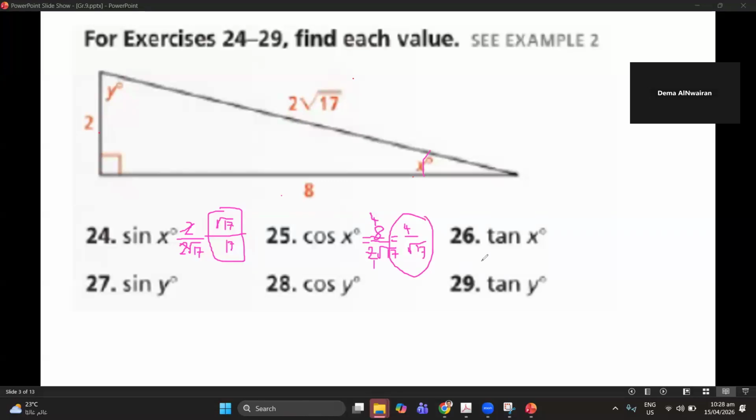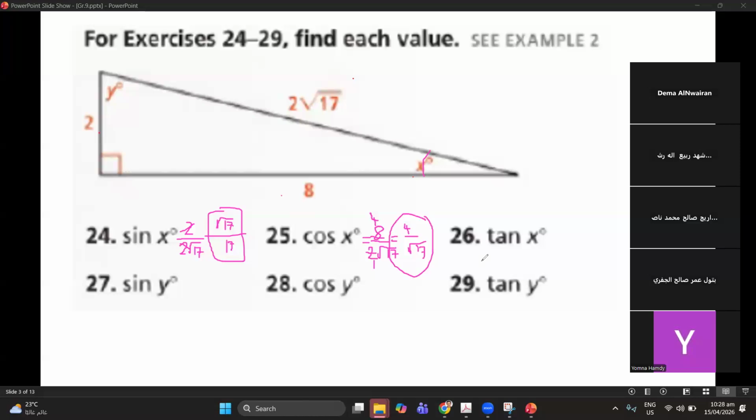Now, tan of x. Who would like to answer? Arish. Yes, Arish. Tan is sine over cosine, which is opposite over adjacent. Excellent. So what is the opposite for angle x here? Opposite for x is 2. Bravo. 2 over 8, which equals 1 over 4.